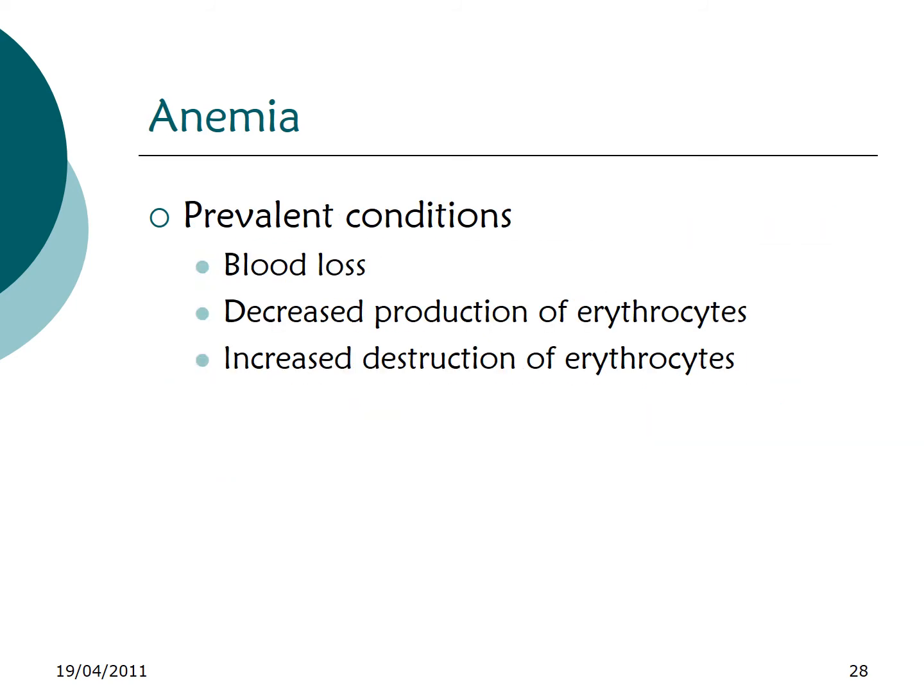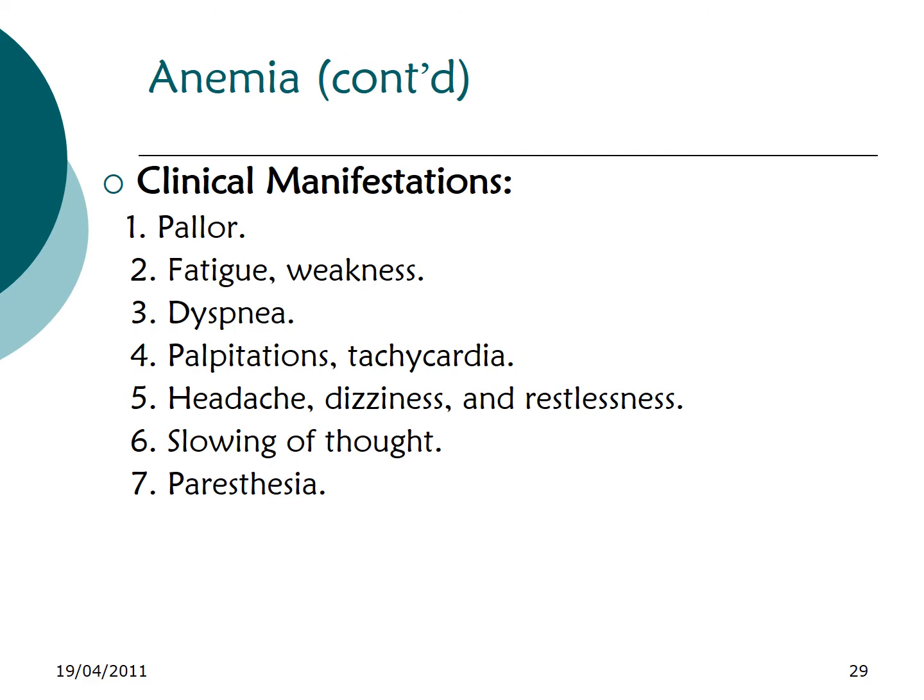So, what are some prevalent conditions that can cause anemia? Well, blood loss, decreased production of erythrocytes, or increased destruction of erythrocytes. So, you're losing blood, you're not making enough of it, or there's an increased destruction of it, like hemolysis. Next slide. So, what are some of the manifestations? Remember, RBCs are red, so they will be pale, pallor, fatigue, dyspnea, right? Palpitation, tachycardia, headache, dizziness, restlessness, slowing of thought, paresthesia.